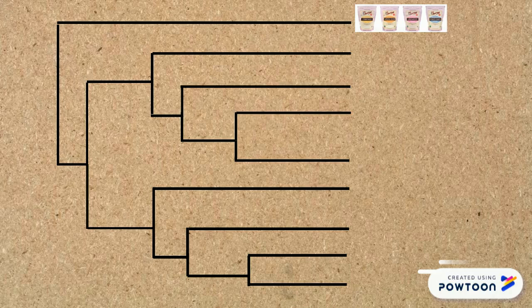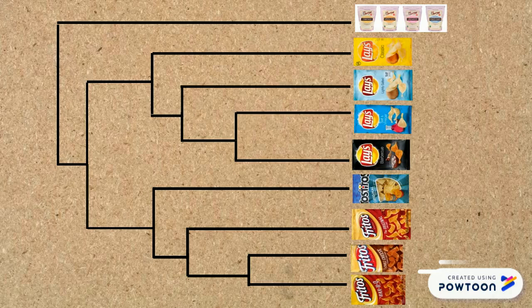Now, we can move on to our remaining OTUs, which are distinguished based on differences in their DNA sequences. We can look to the internal node here to distinguish divergence from a common ancestor. So stemming from that first node, we have two types of chips, potato chips and corn chips.